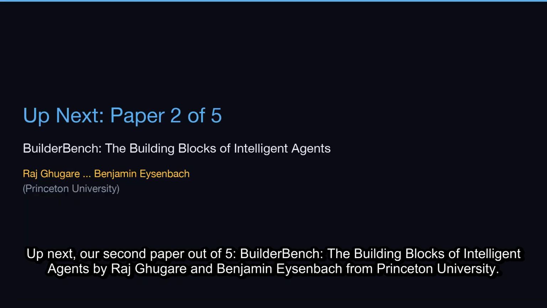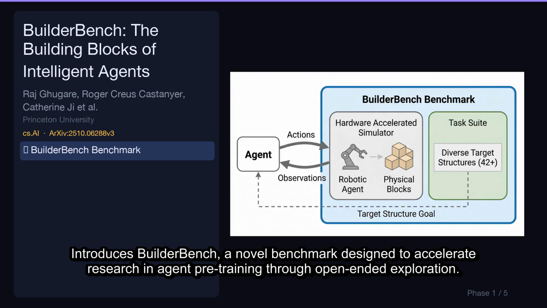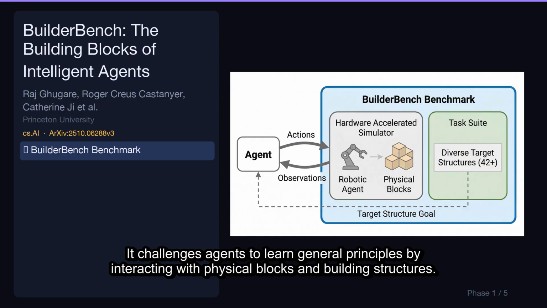Up next, our second paper out of 5, BuilderBench, The Building Blocks of Intelligent Agents by Raj Gugger and Benjamin Eisenbach from Princeton University. Let's break down its key contributions. Introduces BuilderBench, a novel benchmark designed to accelerate research in agent pre-training through open-ended exploration. It challenges agents to learn general principles by interacting with physical blocks and building structures.